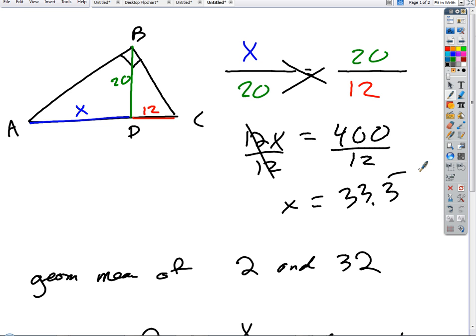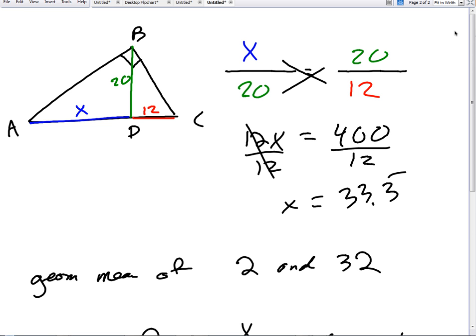You always want to ask yourself a quick check. This doesn't guarantee you got it right, but in some cases it can guarantee you got it wrong. 20 should be the middle value between x and 12. Not the average, not the exact middle, but it's got to fall in between those two. Does it? Yeah, 20 is in between the 33 1/3 and the 12. So there's a good chance, and we did get it right. Okay, make sense?